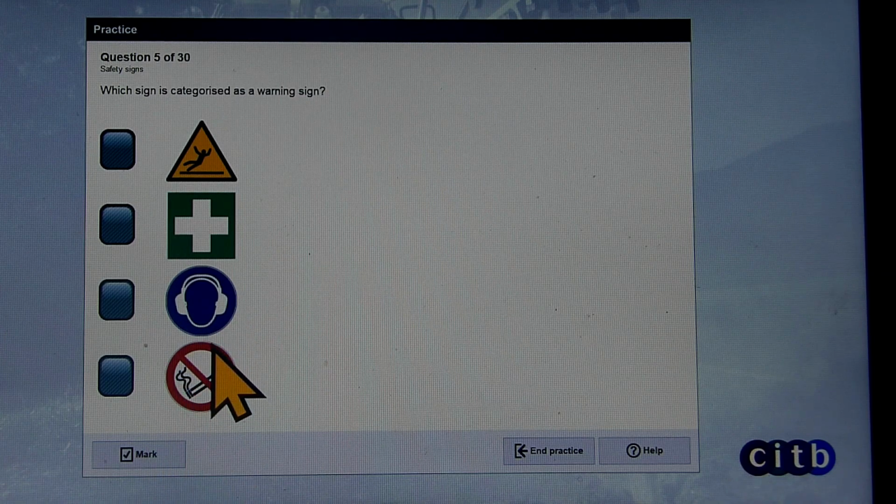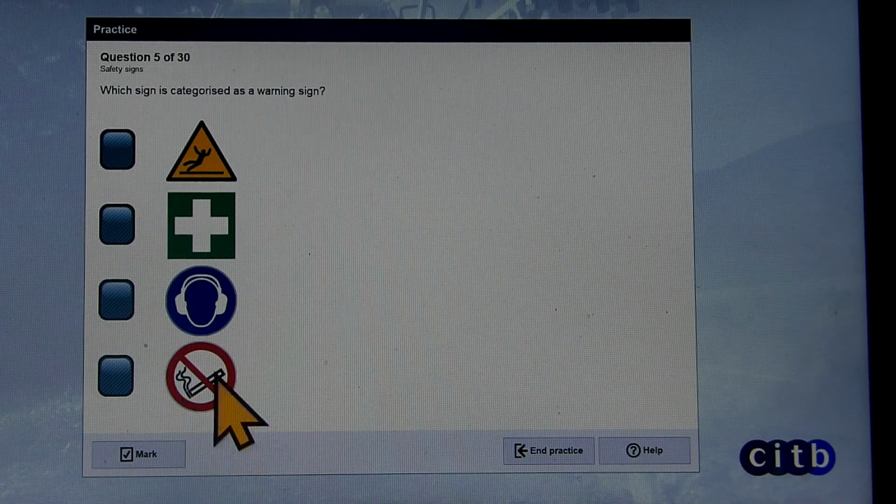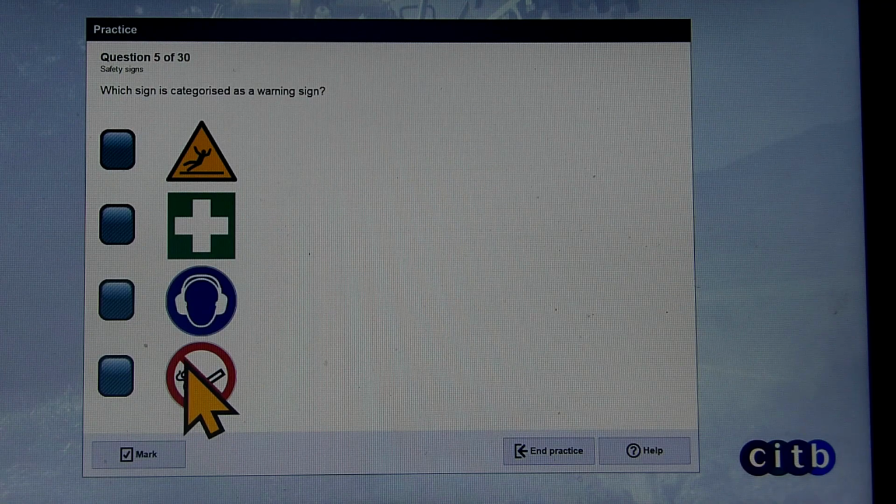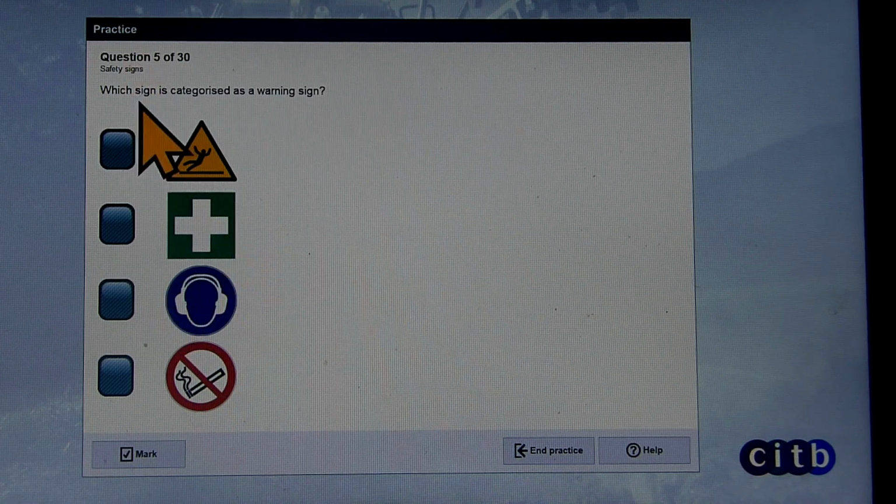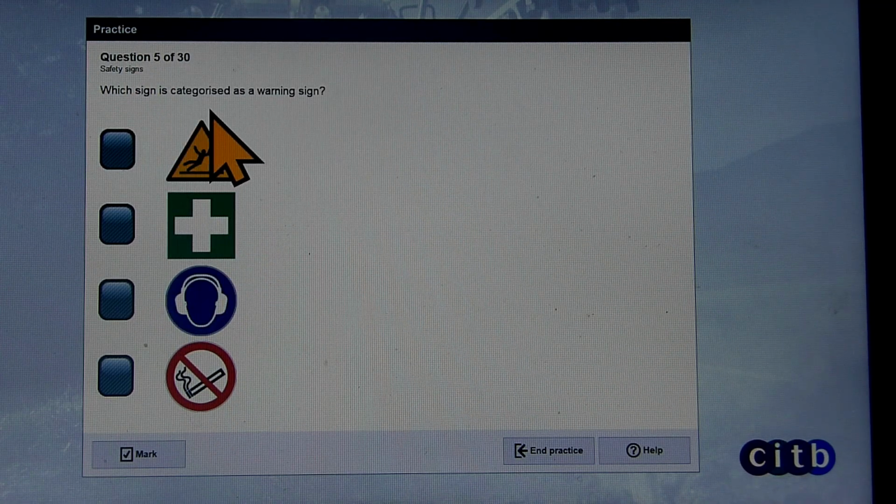How about this one? A red circle with a white body, and there is a cross like a diameter inside the circle. So what does it mean? It's prohibition, unallowed. That means it's not allowed to do so. The red one is prohibition. So the question here is, which sign is categorized as a warning sign? Warning sign is the first one. Finished. Yeah, well done.